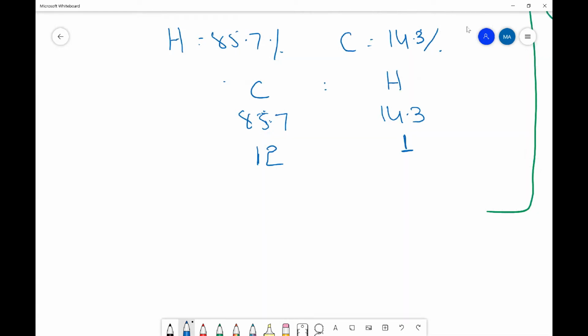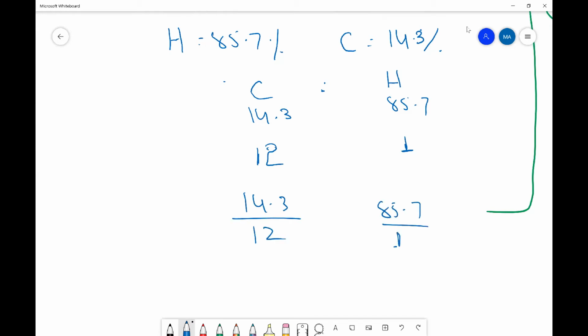Carbon's percentage was 14.3, wasn't it? Yes, it is 14.3. Oh, sorry. Carbon was 14.3 and hydrogen was 85.7. You've written 12 underneath 14.3 and 1 underneath 85.7. Now what you're going to do is simply divide 14.3 divided by 12, 85.7 divided by 1. So I think, wait, I think I've made a mistake here. The mistake is that carbon should be more.